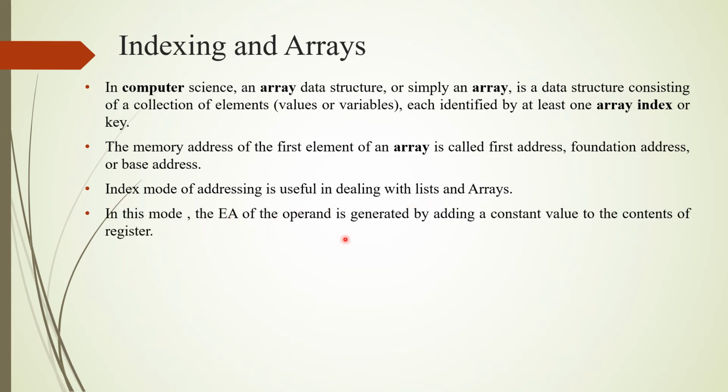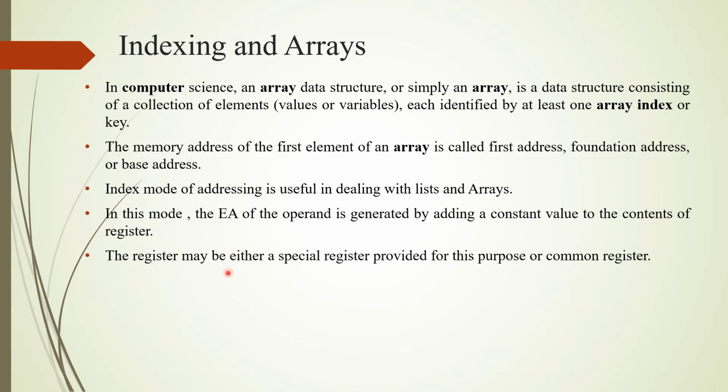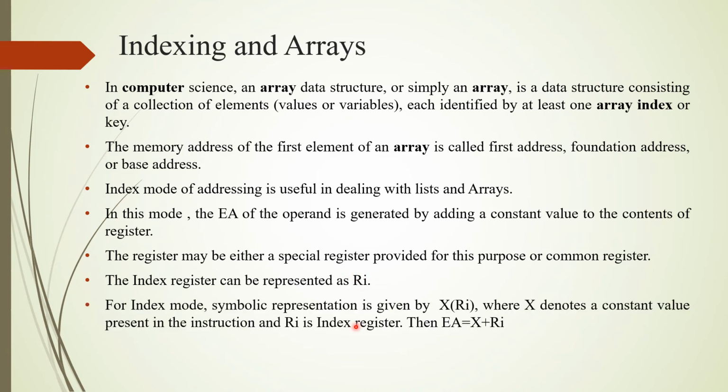In this mode, the effective address of the operand is generated by adding a constant value to the content of a register. The name of the register will be mentioned in the instruction. This constant value depends upon the programmer, depending upon which memory location he wants to access. The register may be either a special register provided for this purpose, or any general purpose register. If it is a dedicated register, we call it an index register, usually represented as RI.